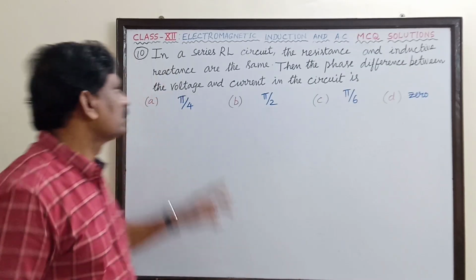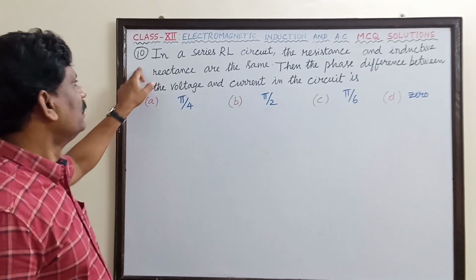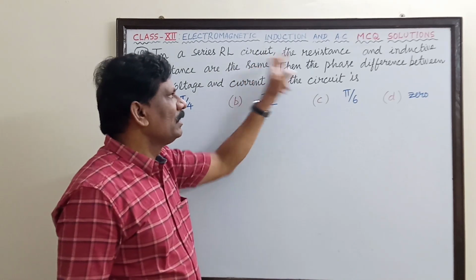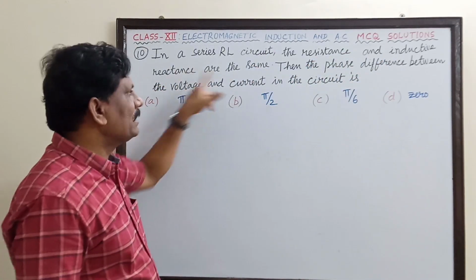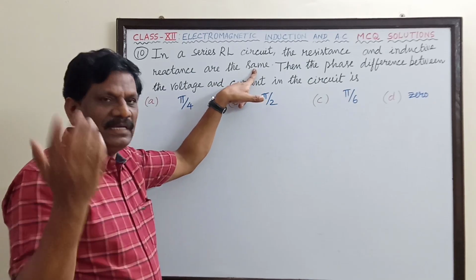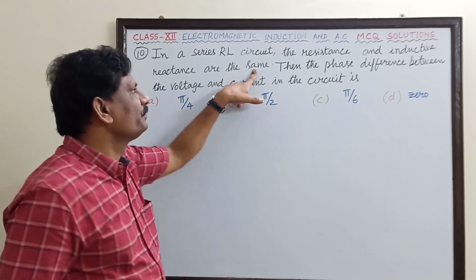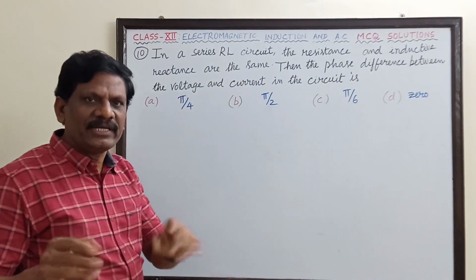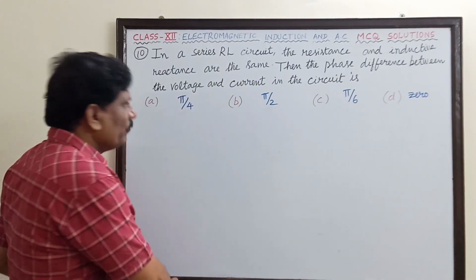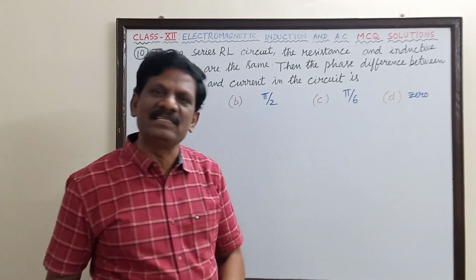Hi students, problem number 10. In a series RL circuit, the resistance and the inductive reactance are the same. That means XL is equal to R. Then the phase difference between the voltage and current in the circuit has to be determined. Very direct question and very simple.